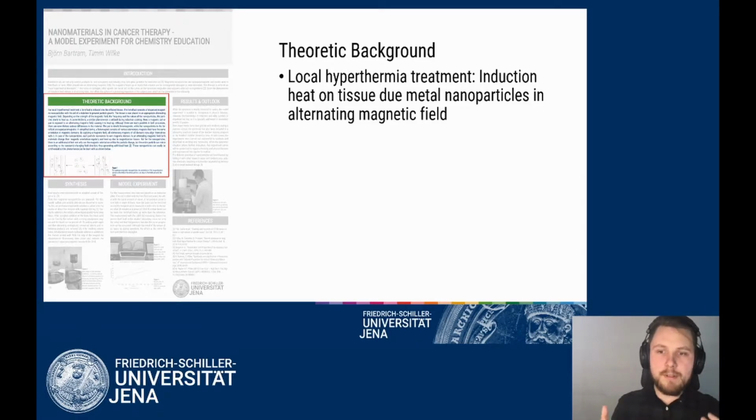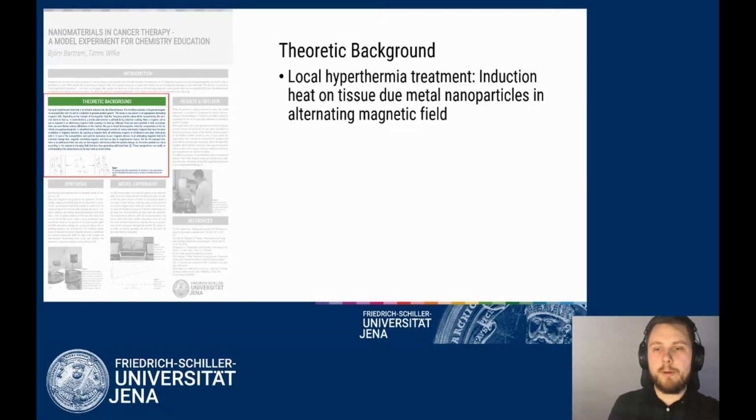Local hyperthermia treatment is a special case of hyperthermia treatment. Hyperthermia treatment is when you affect the whole body with heat to damage cancer cells in it. Local hyperthermia treatment is a special variant where you just affect a part of the body with heat and therefore damage the tumor cells in it.